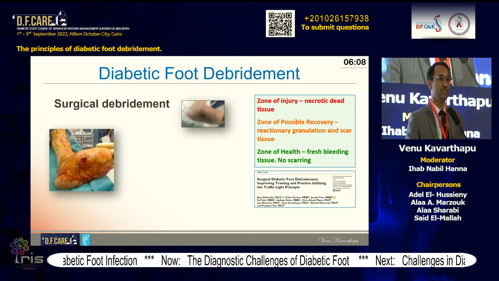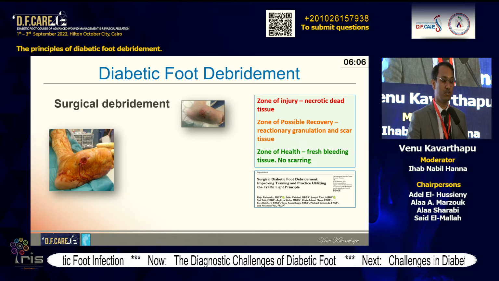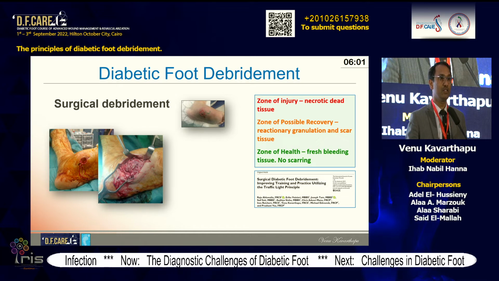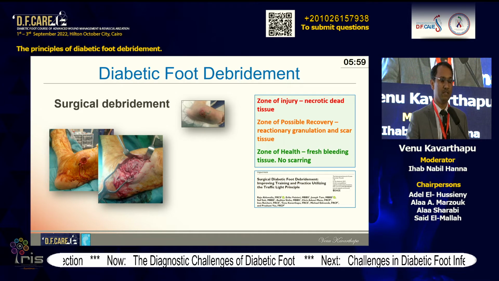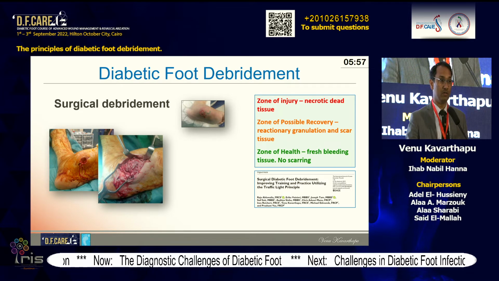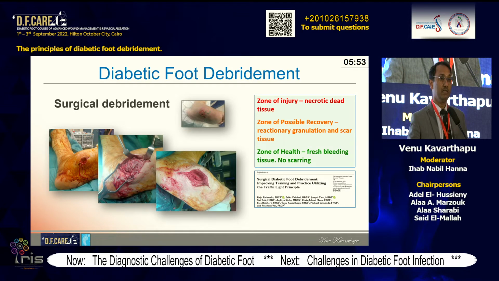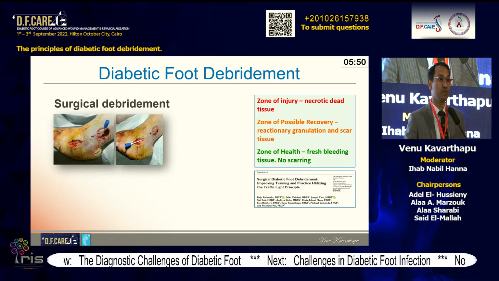This ulcer was debrided, as usual, by the orthopedic trainee. When we extended the incision, it clearly shows a very wide necrotic zone, the amber zone. All of that has to be excised, down to the green zone, and only then will you see very predictable wound healing.